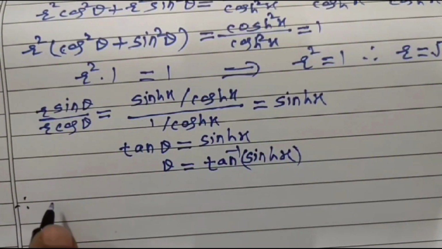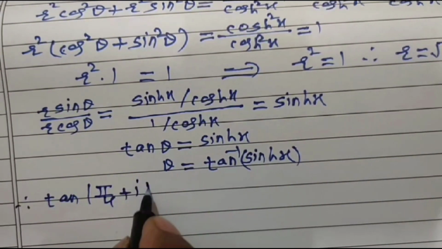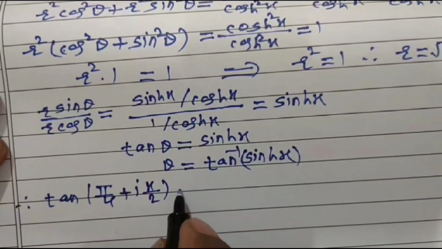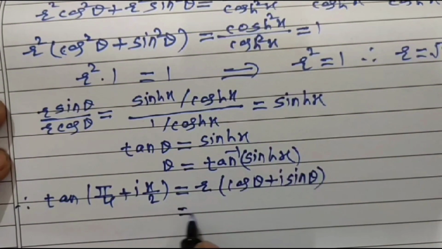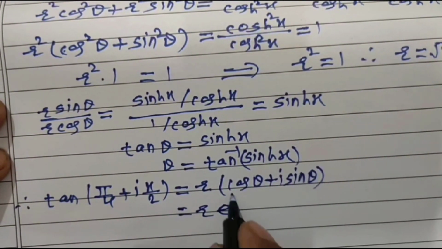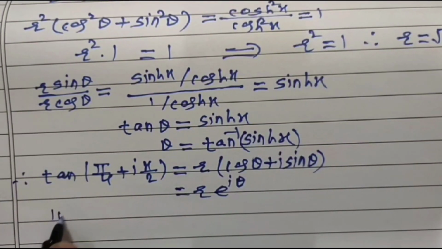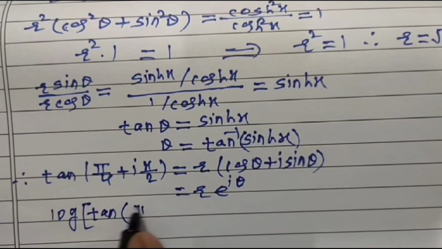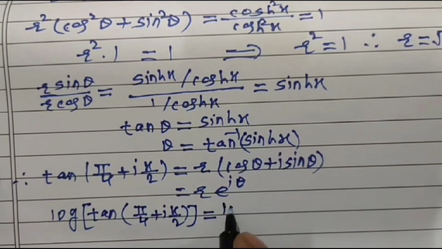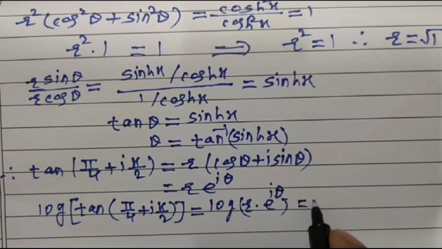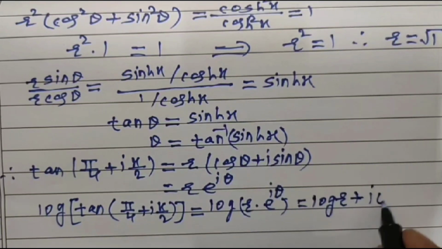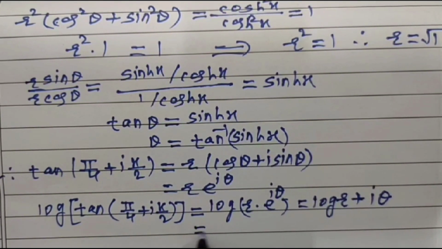Hence we can write tan of (pi by 4 plus I into x upon 2) is equal to r into (cos theta plus I sin theta), which is equal to r into e to the power I theta. Hence logarithm of tan of (pi by 4 plus I into x upon 2) is equal to logarithm of r into e to the power I theta. This is equal to log r plus I theta. This is equal to log 1 plus I theta. Log 1 is 0.